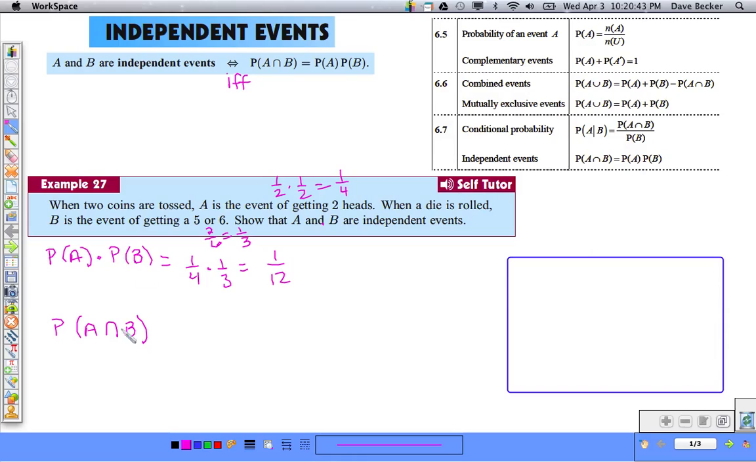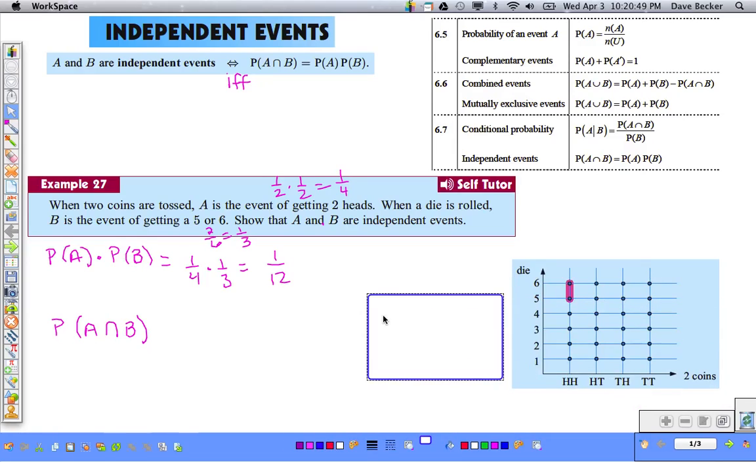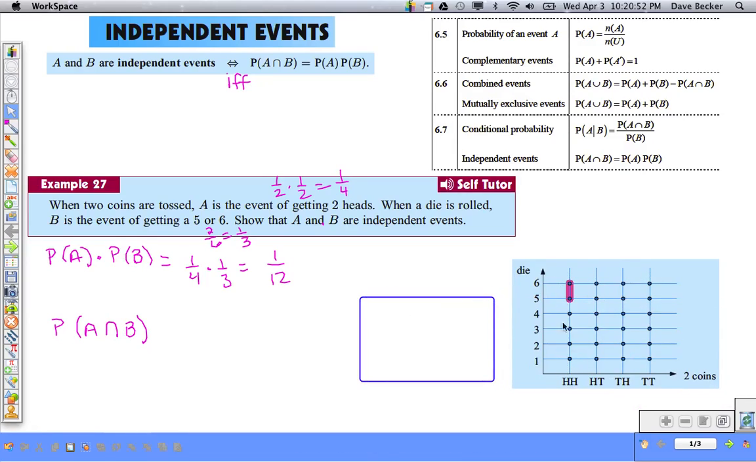Now we just have to show that the probability of A intersect B is equal to 1/12 without using this, because that's what the formula is. So we have to use something different. The easiest way is to make a grid, which I just took out of the book here. A die has the possibilities 1, 2, 3, 4, 5, and 6. Tossing two coins, all the possibilities are here, which is a total of 24 possibilities, 4 times 6. Only 2 out of those 24 satisfy these requirements, that we get two heads and a 5 or a 6. And so 2 out of 24 is equal to 1/12, and therefore we have shown that the events are independent.